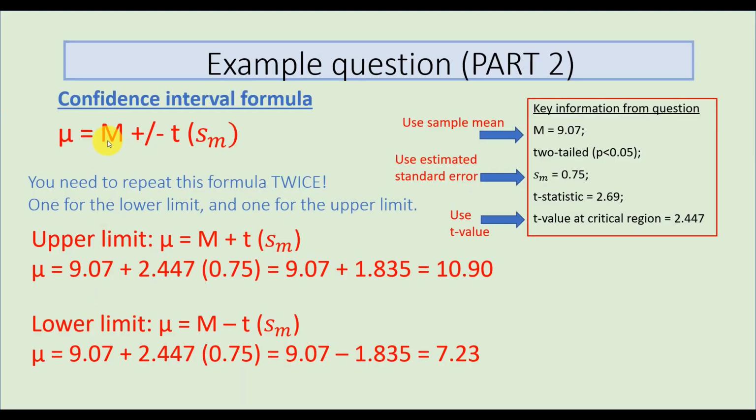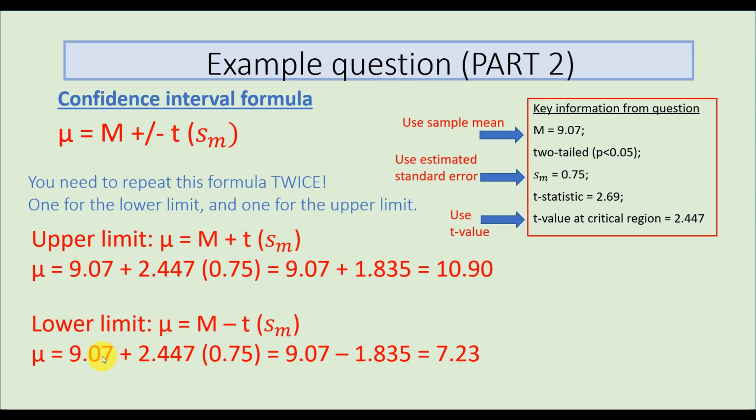So here are the calculations on how to do the confidence interval. For the upper limit, it's the mean plus the t-value at the critical region times the estimated standard error. We get 9.07, which is Bill's walking data, plus the critical region times the estimated standard error, which is something we actually calculated in the last video, to get an upper limit of 10.90.